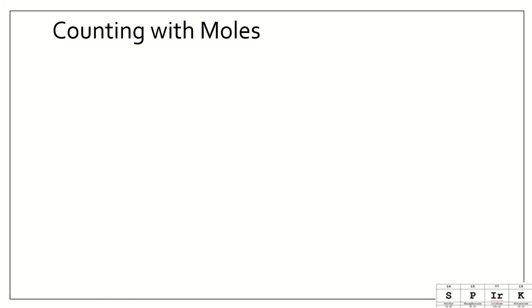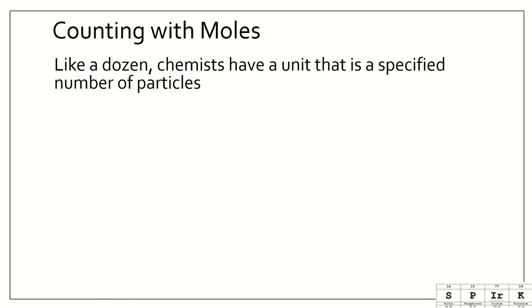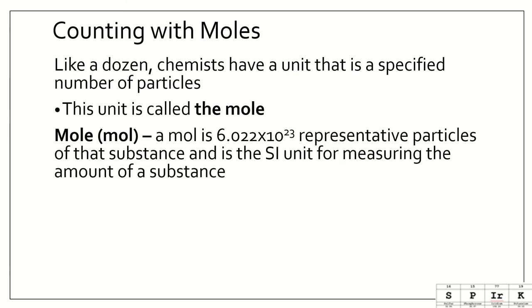So we're going to talk about counting with moles. So like a dozen, chemists have a unit that is a specified number of particles. This unit is called the mole. The mole, so a mole, which we shorten to mol, you're going to save tons of time in your life by shortening it to mol instead of mole. A mole is 6.022 times 10 to the 23rd representative particles of that substance and the SI unit for measuring the amount of substance.